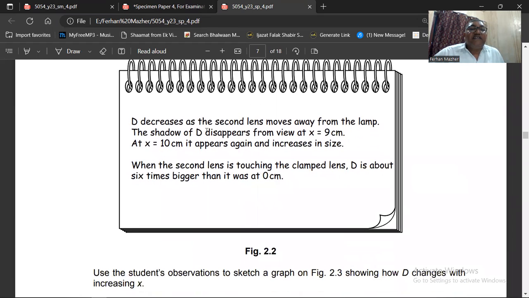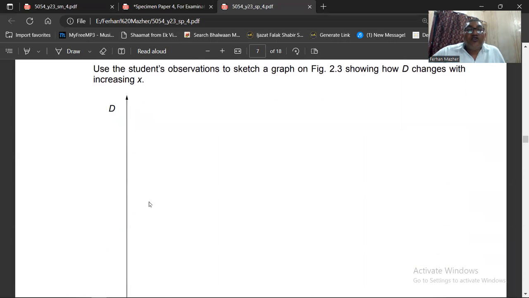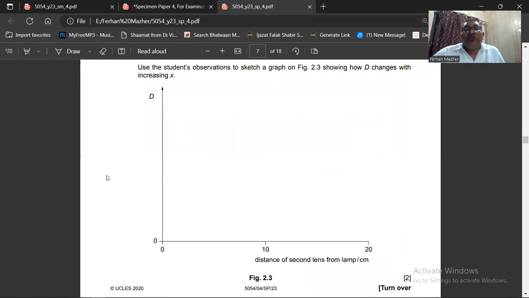So D decreases as the second lens moves away from the lamp. The shadow of the D disappears from view at x equals 9 centimeter. At x equals 10 centimeter, it appears again and increases in size. When the second lens is touching the clamped lens, D is about 6 times bigger than it was at 0 centimeter. Okay. So he says use the student's observations to sketch a graph on figure 2.3 showing how D changes with increasing x.